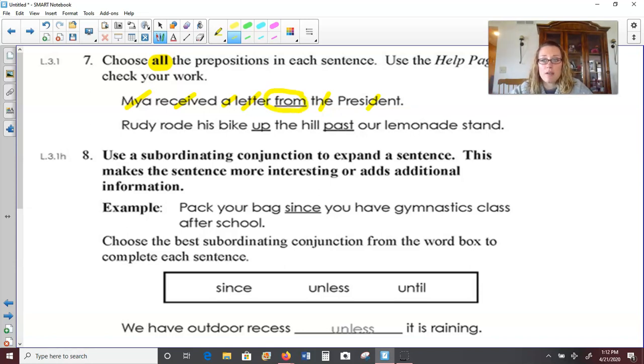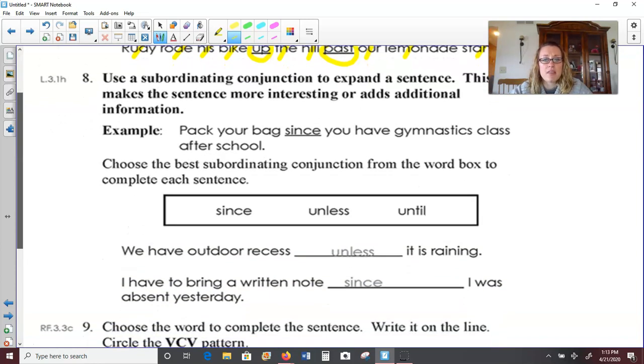That is our preposition. Rudy rode his bike up the hill past our lemonade stand. Rudy is a proper noun. Rode is the verb. His is a possessive pronoun. Bike is a noun. The is an article. Hill is a noun. Our is a possessive pronoun. Lemonade is an adjective describing what kind of stand. So stand is a thing. So we're left with up and past. Hopefully that trick is kind of helping you guys out with finding the prepositions in the sentences.